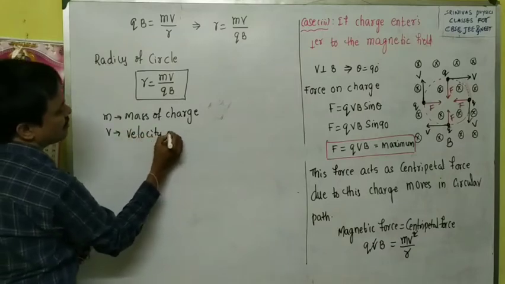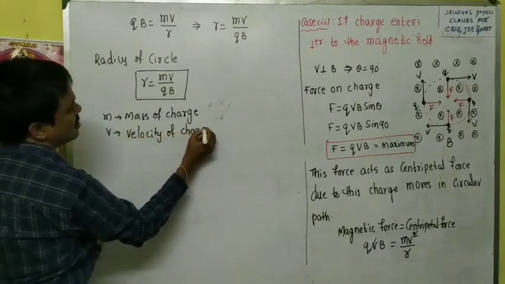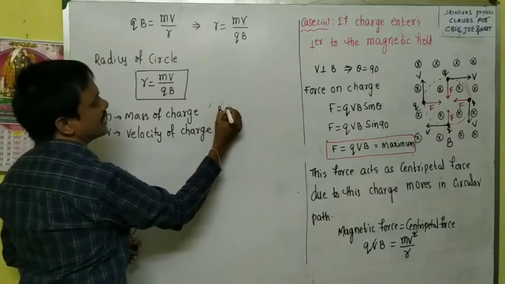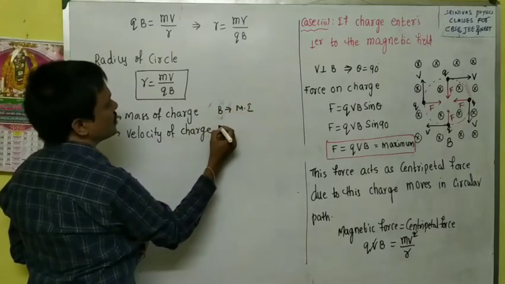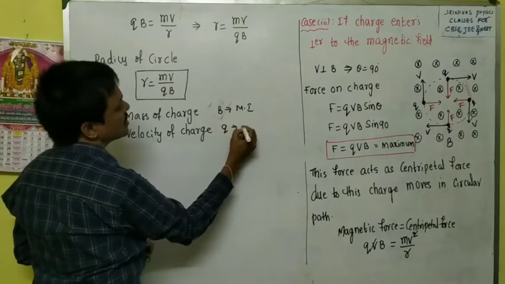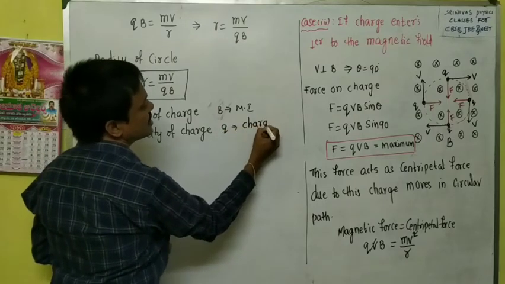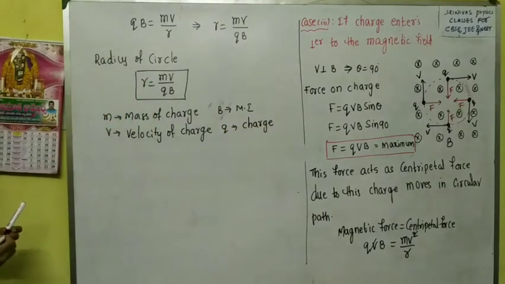Velocity of charge. What is B? Magnetic induction, you know already. What is Q? Q is the charge. Very simple, these are the terms.